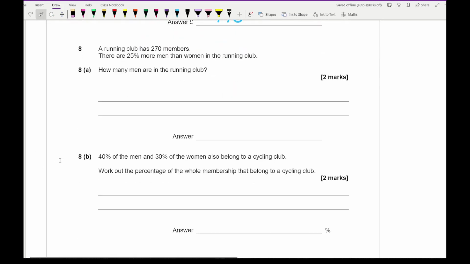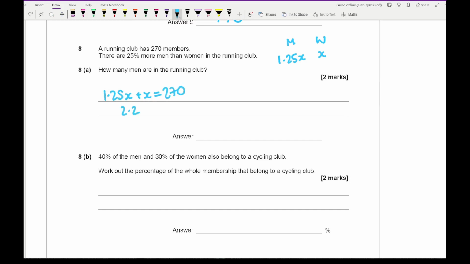The next question, question 8, says that a running club has 270 members. There are 25% more men than women in the running club. How many men are in the club? So in terms of this, let's have a look at men and women. If women was x, then men would be 1.25x because it's 25% more of x. So we know that 1.25x plus x equals 270.